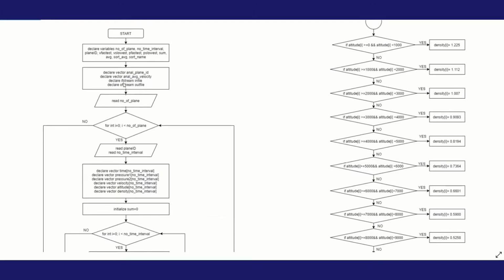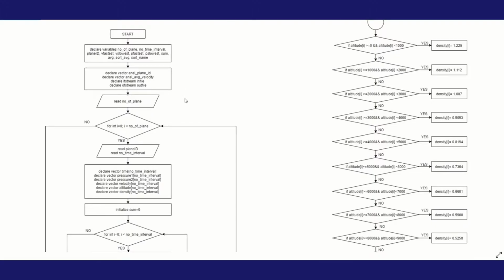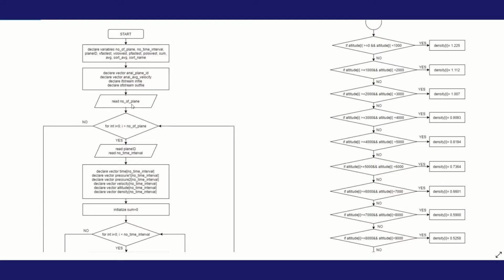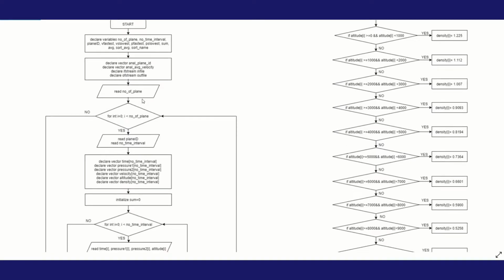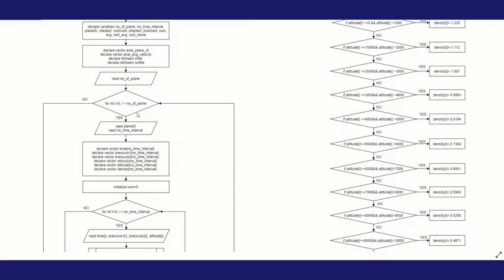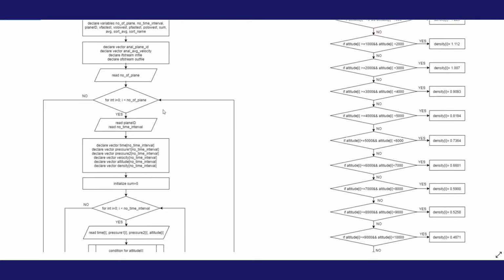And also we declare the data types for ifstream and ofstream, because we are going to read the input from the text file, and also we're going to write the output into the output text file. And firstly, we read the number of planes. The number of planes here means how many planes we are going to calculate, and we're going to enter the first loop, the outer loop, and we look at the condition if i is equal to 0 and i is lesser than the number of planes, how many planes that we want to calculate.